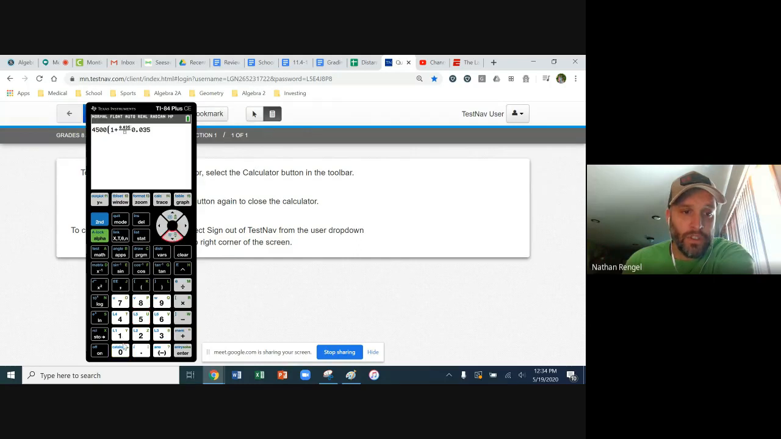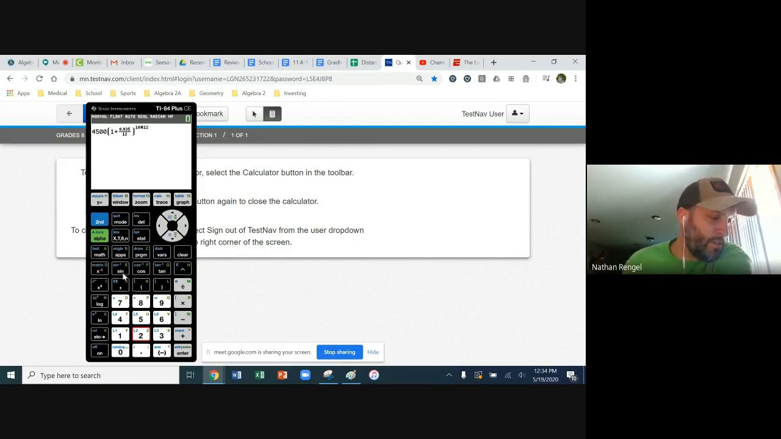0.035 over 12. Then you're going to want to arrow out, which I didn't do the first time, to get out of that fraction. Now we're going to close it off. So there's my 1 plus r over n. Then we're going to hit our power button, which is right above divide. And we're going to take 10, number of years, times 12, number of payments per year.